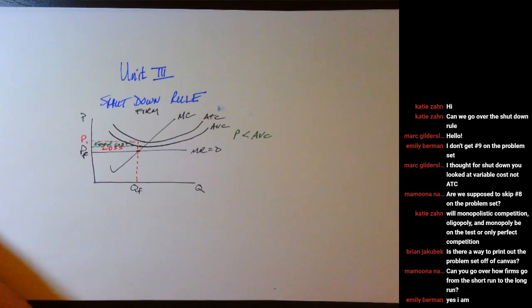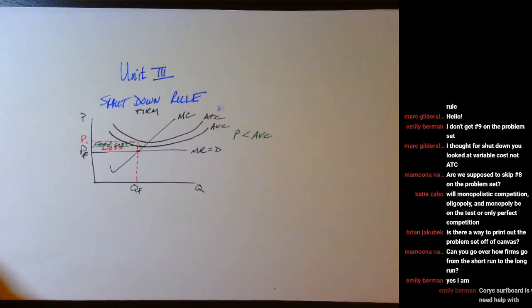Mamuna, if the last one is Corey's Surfboard, go ahead and do that one. You just fill that in there. Katie says, will monopolistic competition, oligopoly, monopoly be on the test or only perfect competition? Because we have not even looked at those 3 from imperfect competition. So no worries, can't have it on the test. Not going to have any trick questions, even though we did start looking at the basic structures.